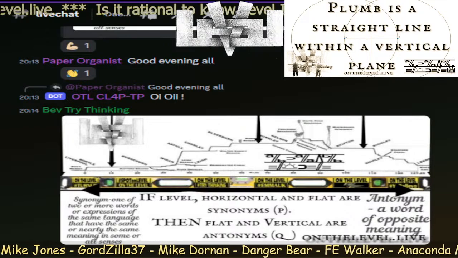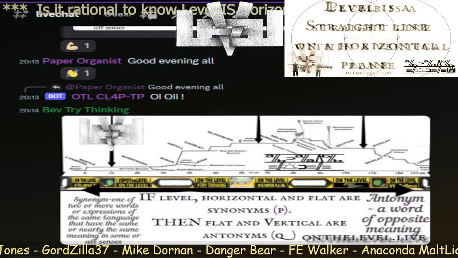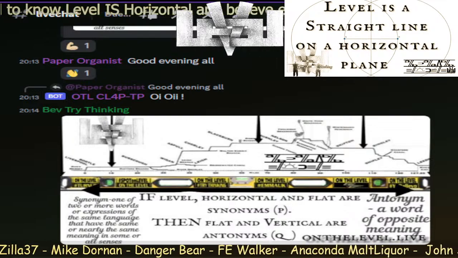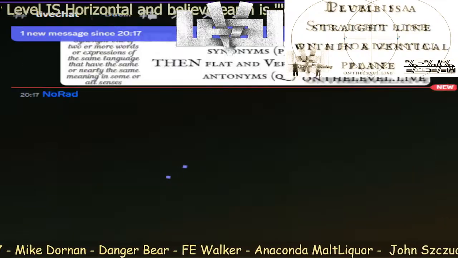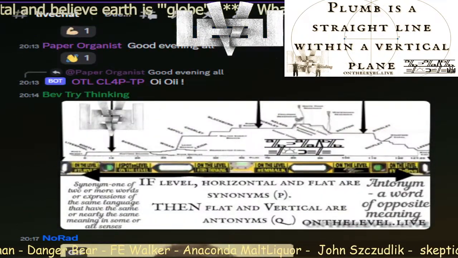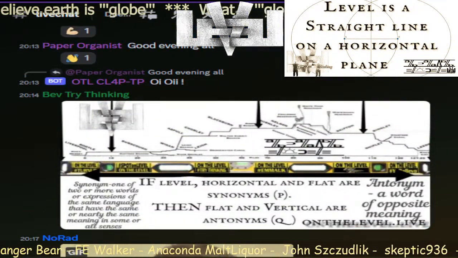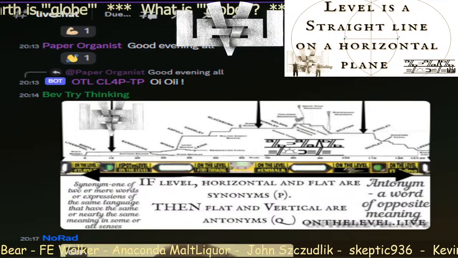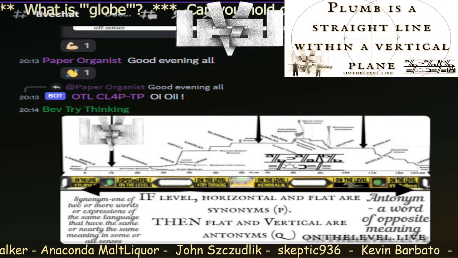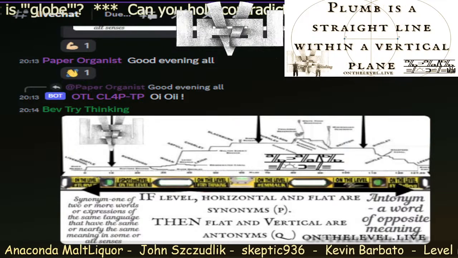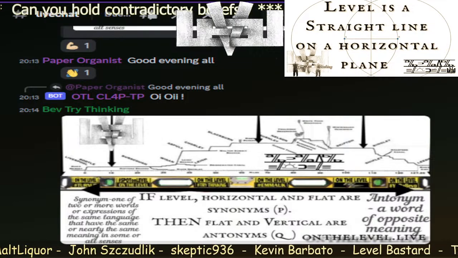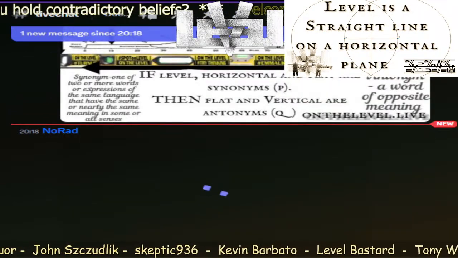So, if level, horizontal, and flat are synonyms, which means they're the same thing with respect to it, we can then say, or I'd say, we can then say flat and vertical must be antonyms, because vertical is an antonym to horizontal, and vertical or plumb is an antonym to level.